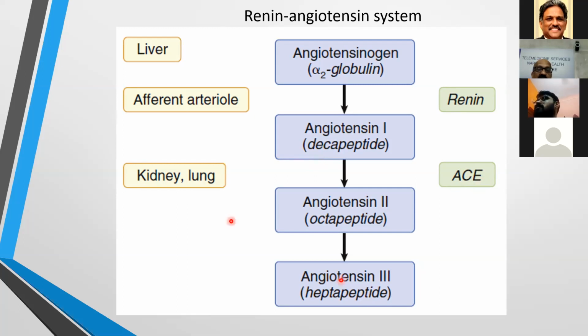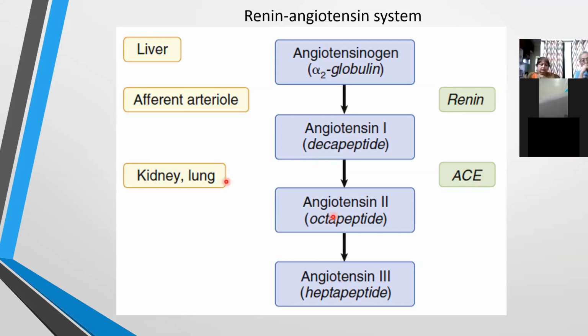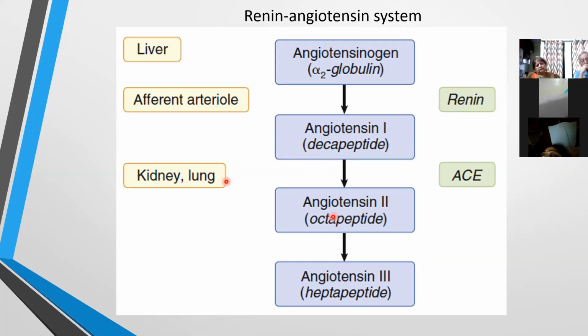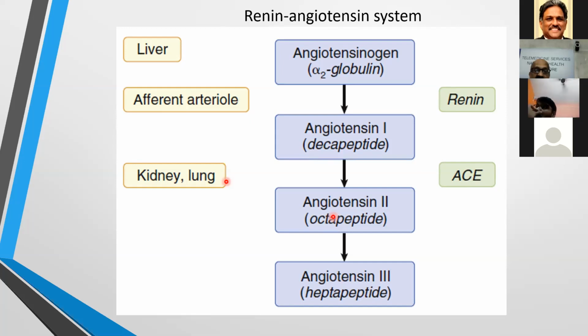angiotensin 3. Angiotensin is a powerful vasoconstrictor and it stimulates production of mineralocorticoids from the adrenal cortex on the top of the kidney and causes secretion of aldosterone, which in turn is responsible for preservation of the fluid. That is, it prevents the loss of sodium from the body and volume status is retained.